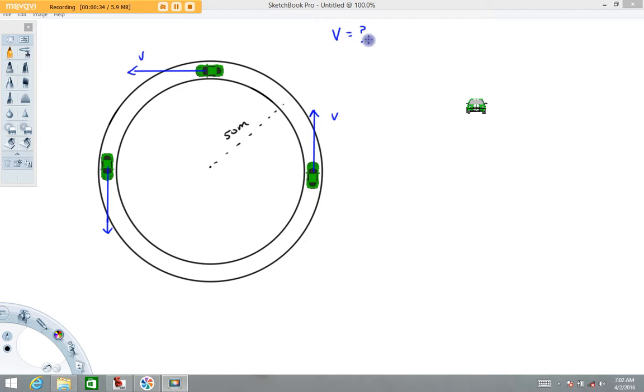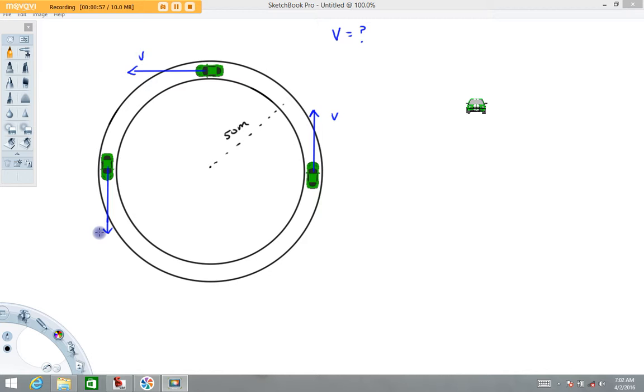Now I went ahead and drew some snapshots in time. At this instant in time, the velocity vector would point this way. Here at this instant, it would point this way. Here at this instant, it would point this way, and so forth. And the first thing we have to do when we analyze this is make a decision of how to analyze it.